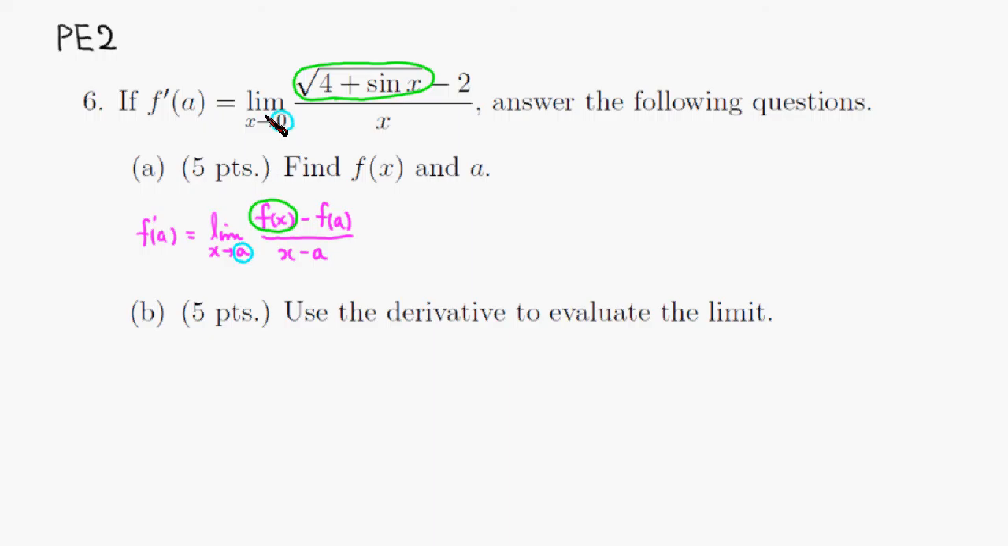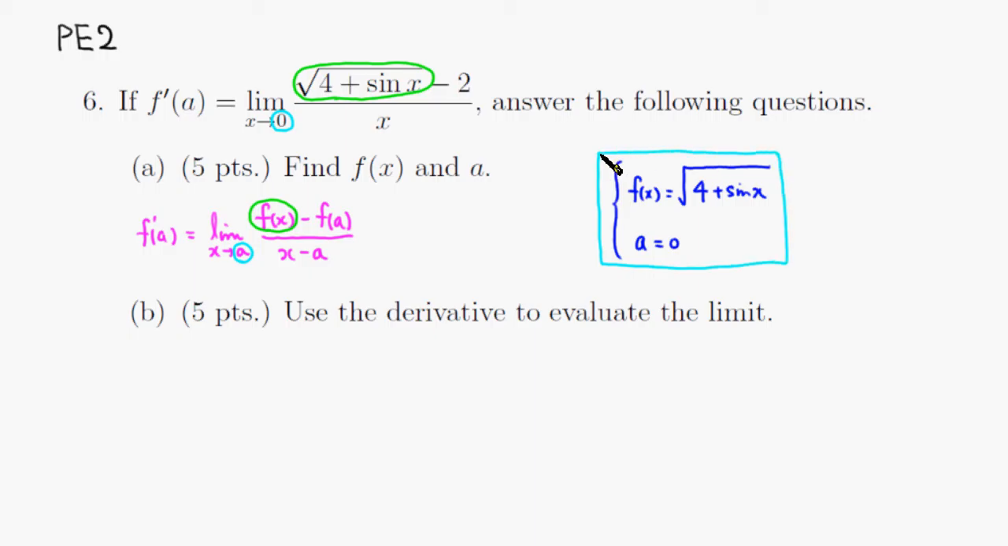Right, so let's double check. The answer is going to be f of x is simply the square root of 4 plus sine of x, and a in this case is 0. So that's the answer for part A.